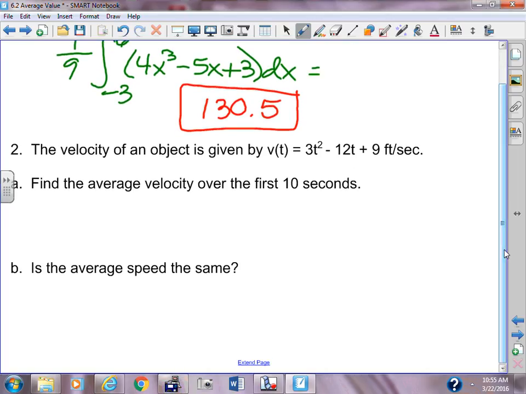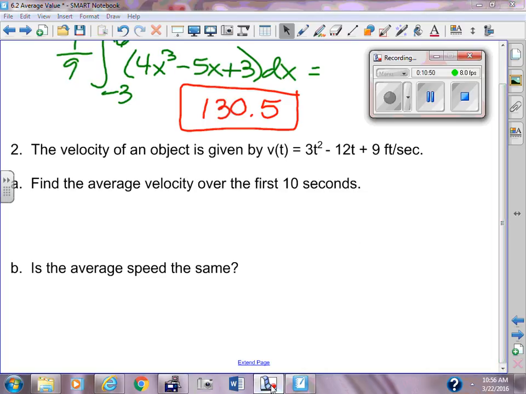All right, number 2. This one is more indicative of what you can expect to see. It is more of your word problem scenario. The function that you're given is of an object. It has its velocity, and it does give you units. So down here for part A, when you're asked to find average velocity over the first 10 seconds, it had units, so make sure your answer has units. And then part B, I want to know, is the average speed going to be the same answer as average velocity? Now I'm going to give you a few minutes to try this one, and then we'll come back together and talk about it.